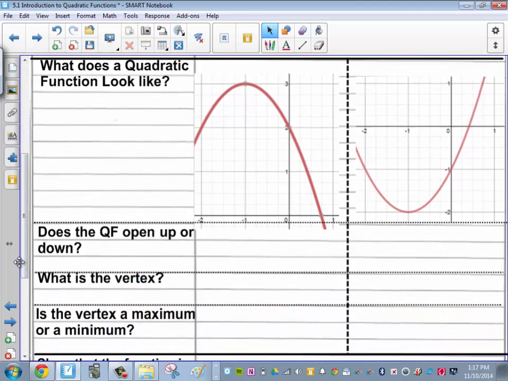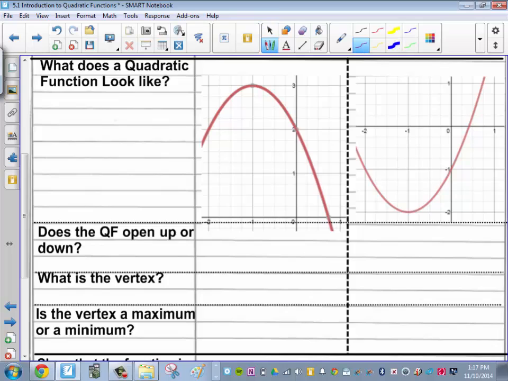First off, let's look at this left one right here. The question is, does the quadratic function open up or down? Well, if it's upside down like this one, it opens downward. Think of a bowl upside down, so it opens down. And this one right here, because it's like a normal shaped bowl, it's right side up, it opens upward.